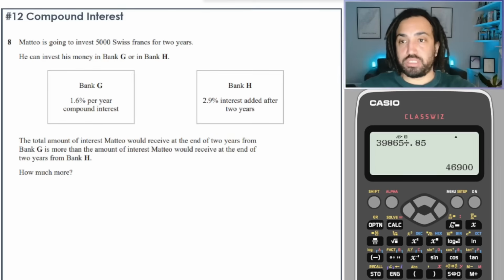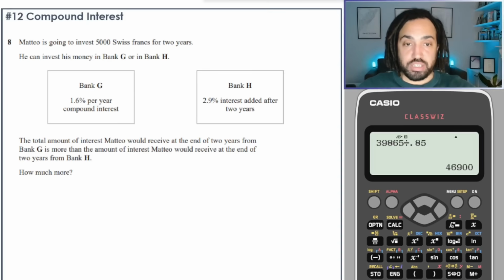Okay, next question is on compound interest. Matteo is going to invest 5,000 Swiss francs for 2 years. He can invest his money in bank G or H. The total amount of interest Matteo would receive at the end of 2 years from G is more than the amount of interest he would receive from bank H. How much more?